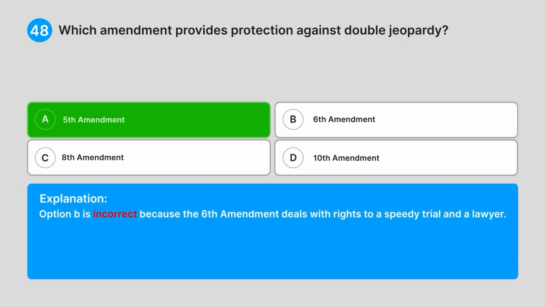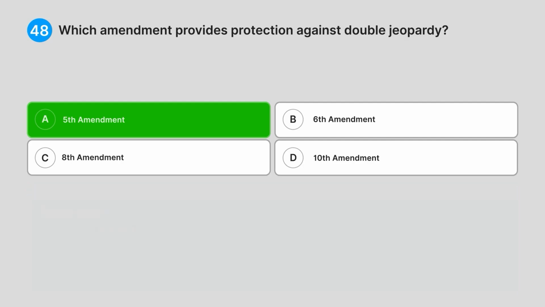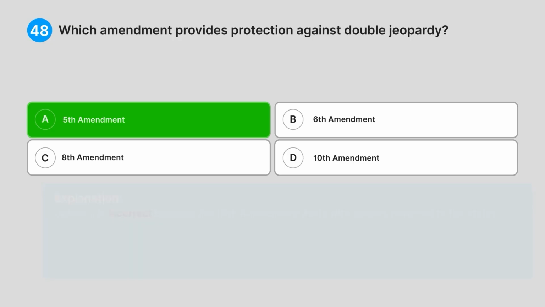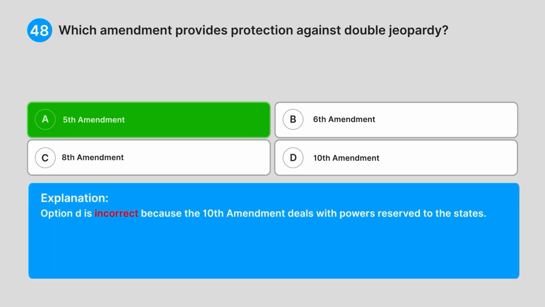Option B is incorrect because the Sixth Amendment deals with rights to a speedy trial and a lawyer. Option C is incorrect because the Eighth Amendment protects against cruel and unusual punishment. Option D is incorrect because the 10th Amendment deals with powers reserved to the states.